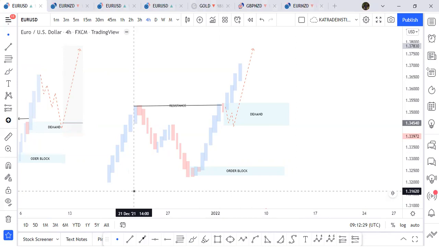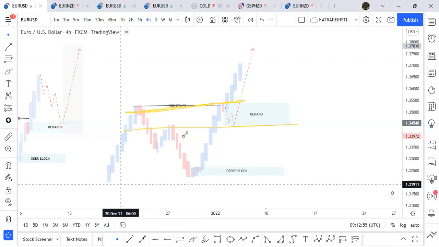Can I ask a question here? Yeah, ask. Is there any possibility in drawing a demand zone like this? Wait. It can also be the demand zone now.